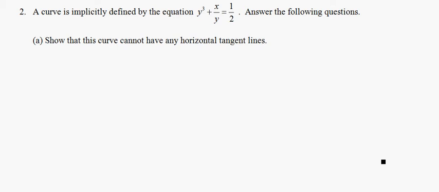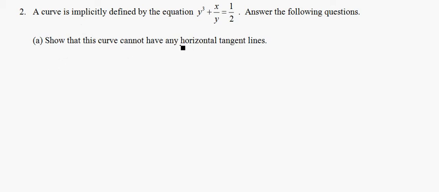Letter A asks us to show that the curve cannot have any horizontal tangent lines. So this is kind of cool. No horizontal tangent lines. Now the tricky thing is I have no idea really what this curve looks like. It's very complicated. It's an implicit function, meaning that if you give me a value of x, I can get a value of y out. But it takes a lot more work to do it, if you can kind of follow what I mean there.